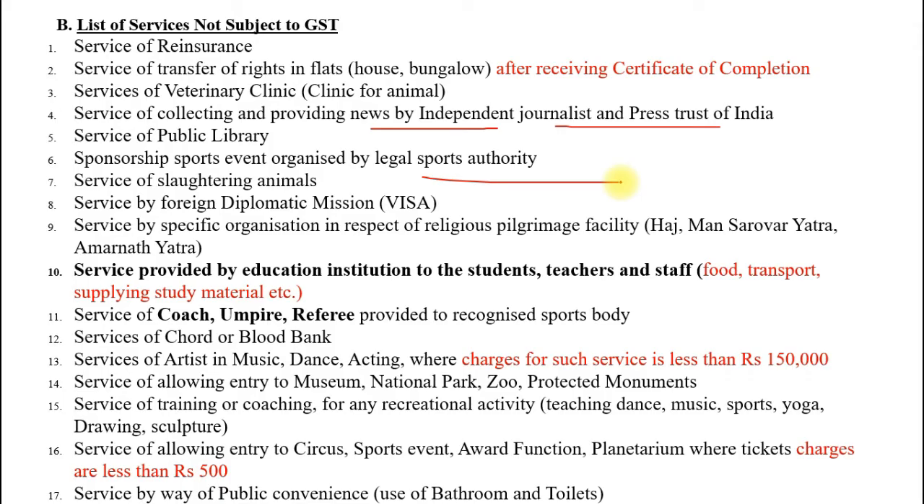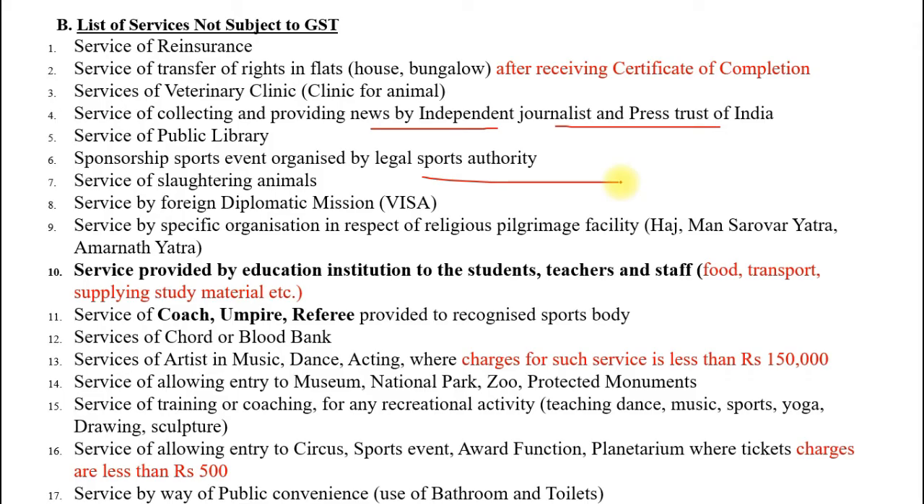Service of cord or blood bank exempted. Artist in music, dance, acting, where charges of such services are less than 1,50,000 rupees. If it is less than 1,50,000, no GST. Above 1,50,000, yes, GST will be there. Service of allowing entry to museum, national park, zoo, protected monuments exempted. Service of training or coaching for any recreational activity, teaching, dancing, sports, yoga, drawing, sculpture, all that is exempted.